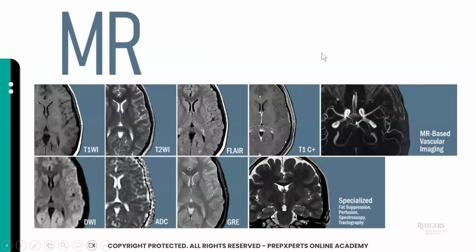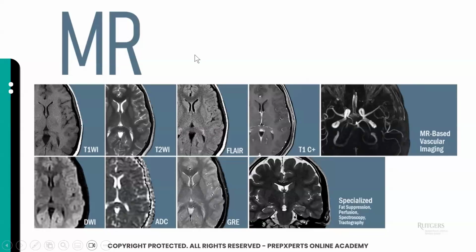Okay, so this is our MRI brain's famous sequences. Whenever you advise to do a simple MR brain, the important sequences that are included in each and every MRI brain plane are T1, T2, FLAIR, DWI and ADC, and GRE. These 5 sequences are a must in any MRI brain plane.